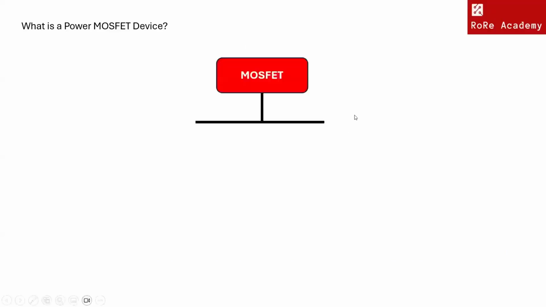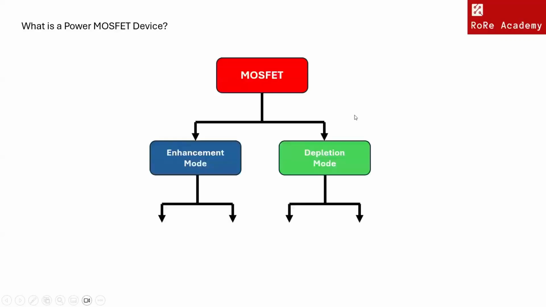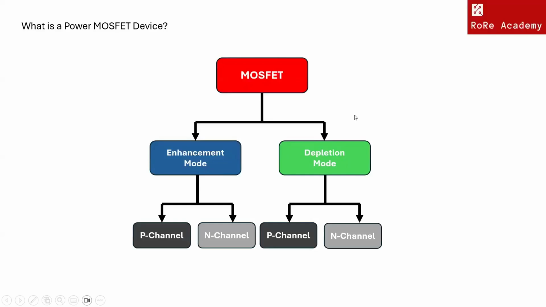The MOSFET is classified into two based on their modes of operation, i.e., enhancement mode and depletion mode. While an enhancement mode MOSFET can be further classified into P-channel and N-channel, and the same applies to the depletion mode MOSFET.